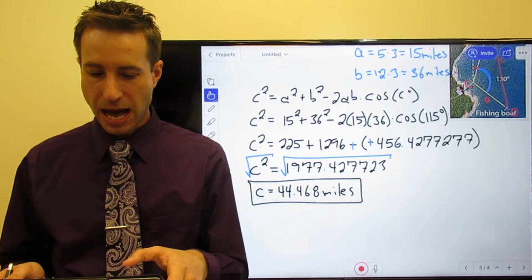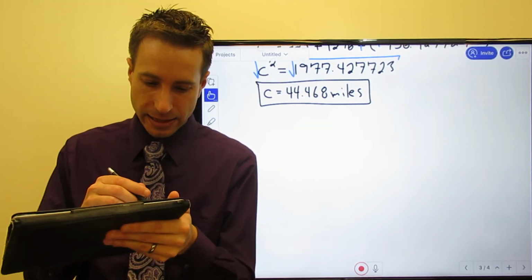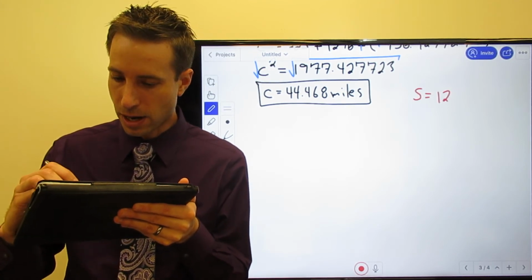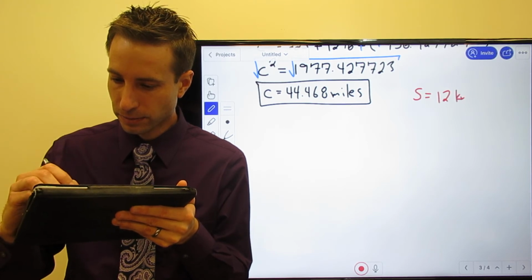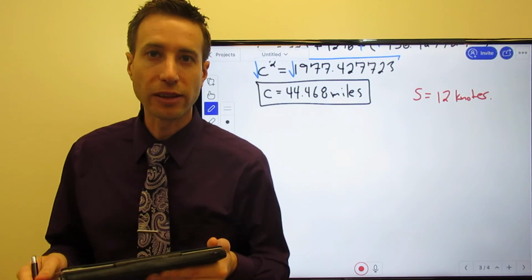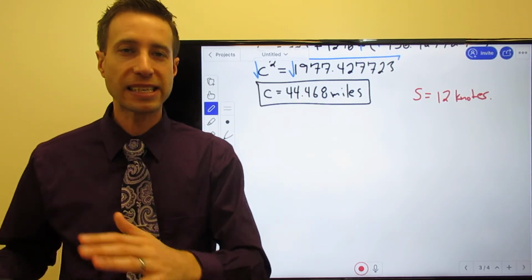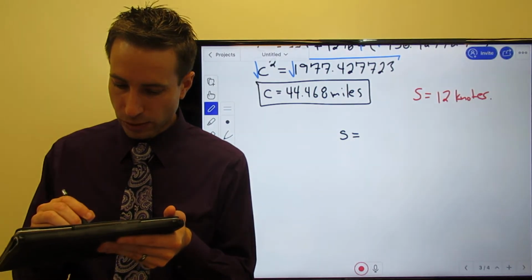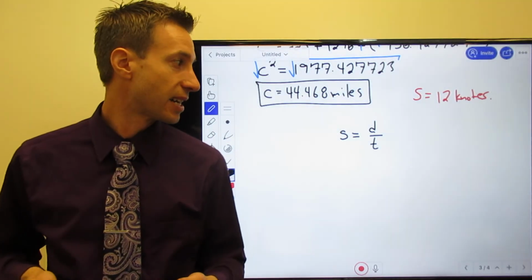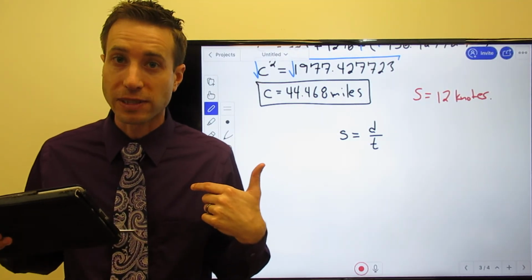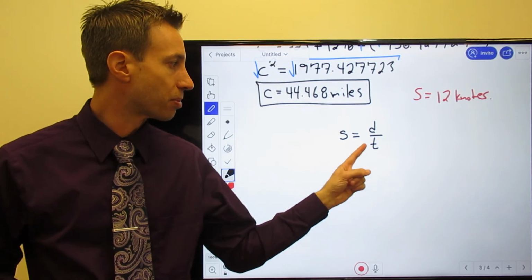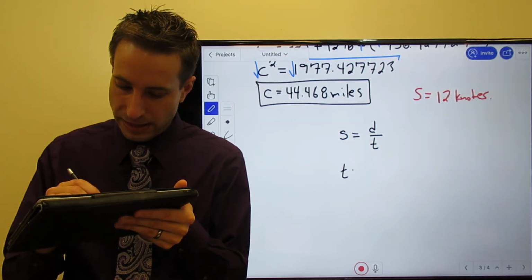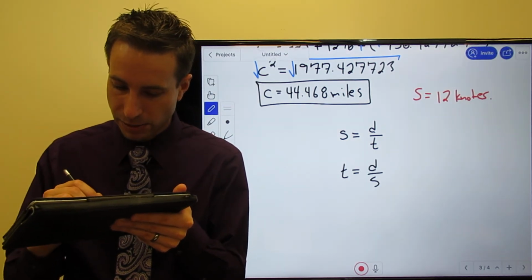Well, no problem. I now have a distance and I have a speed. 12 knots. You guys should remember a great little formula from physics back in middle school where the speed is equal to the distance divided by the time. However, I'm trying to solve for time. How long? So we'll multiply the t to this side to get the t by itself, divide by s, and so you wind up with t is equal to the distance divided by the speed.